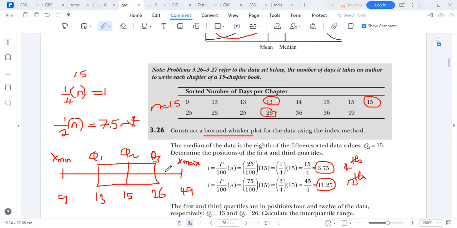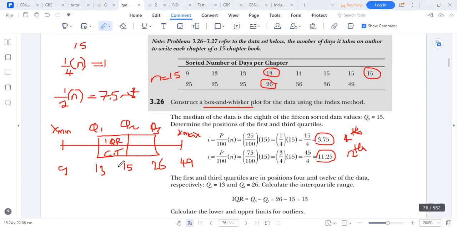The next could speak out what we need. What is our interquartile range? What is our correction term? And how do we find the outliers? Quickly. Interquartile range is Q3 minus Q1, the difference between these two, which is 13. The correction term is 1.5 times that, which is 19.5.